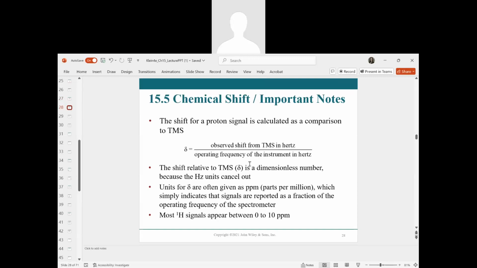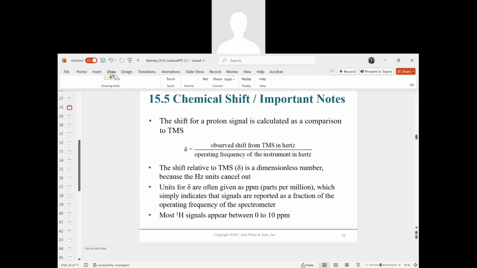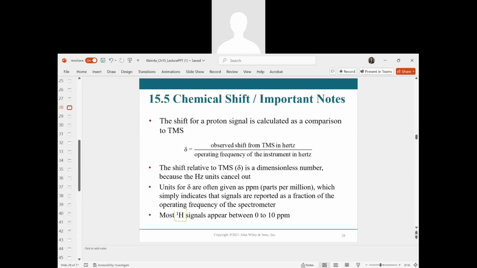And we will note here that our delta, our shift relative to our zero, our TMS, is considered dimensionless because hertz will cancel each other out. But we do use parts per million because we know that it's a hertz per a million hertz based on the frequency of the instrument. So in general, we can note here that a shift will occur. So this is specific to proton NMR signals. These will be between 0 and 10 parts per million.